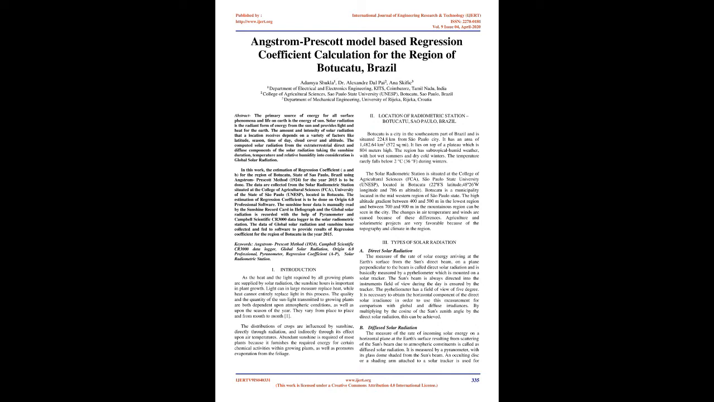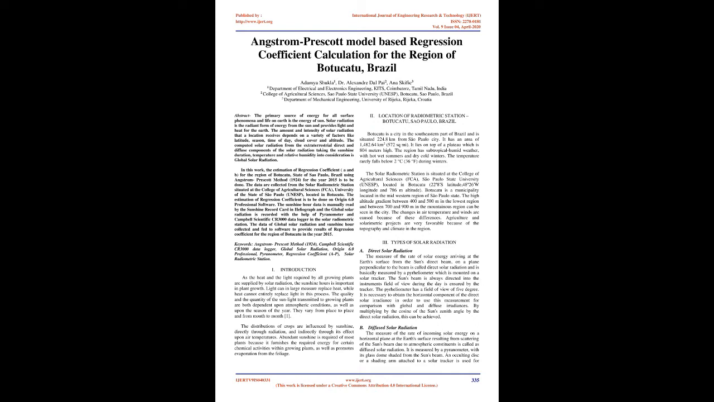the sunshine hours are important in plant growth. Light can in large measure replace heat, while heat cannot entirely replace light in this process. The quality and the quantity of the sunlight transmitted to growing plants are both dependent upon atmospheric conditions, as well as upon the season of the year. They vary from place to place and from month to month.